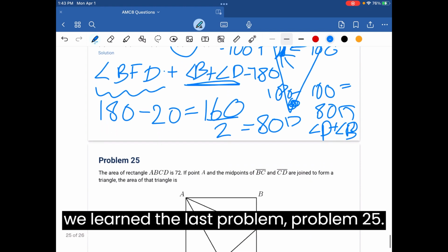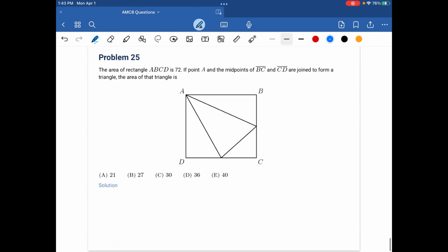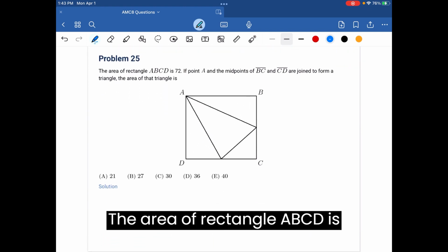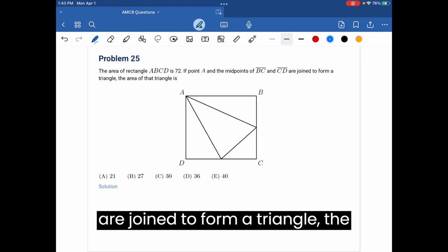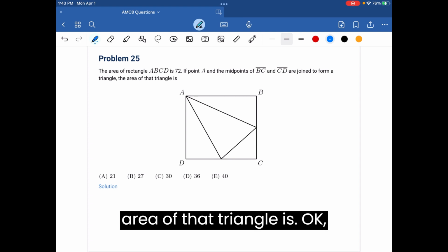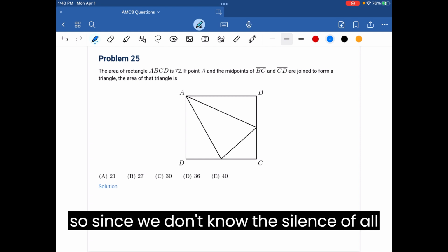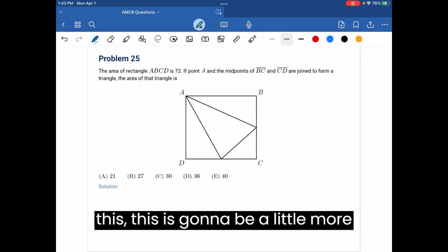Let's move on to the last problem. Problem 25. The area of rectangle ABCD is 72. If point A and the midpoints of BC and CD are joined to form a triangle, the area of that triangle is... Okay, so since we don't know the side lengths of all of this, this is going to be a little more complex.